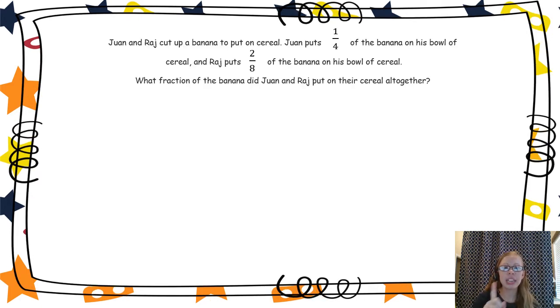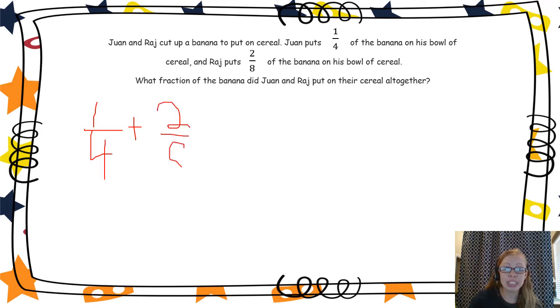So when we take a look at this problem, we have Juan and Raj. They cut up a banana to put on cereal. Juan puts 1/4 of the banana on his bowl of cereal, and Raj puts 2/8 of the banana on his bowl of cereal. Let's figure out what fraction of the banana Juan and Raj put on their cereal all together. Well, if we know we want it all together, we know we're going to be adding, but these fractions do not have common denominators. We have 1/4 plus 2/8.